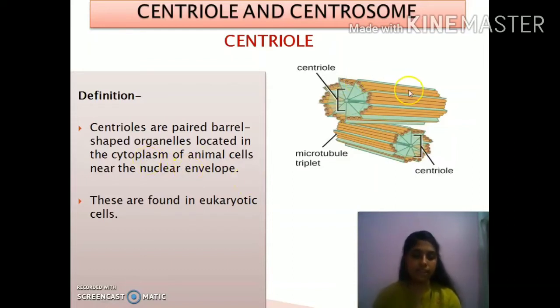That is, you can see the structure given here. So this is one centriole, this is the other centriole. They always remain in a pair, that is 2 in number. They are present in the cytoplasm near the nucleus, and they are mainly found in the eukaryotic cells. And you can see here they are also formed with the help of microtubules, right? So these are the microtubules, and microtubules help to form the entire centriole. Clear?